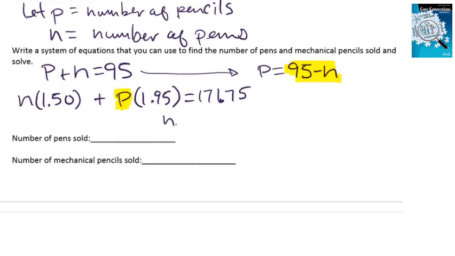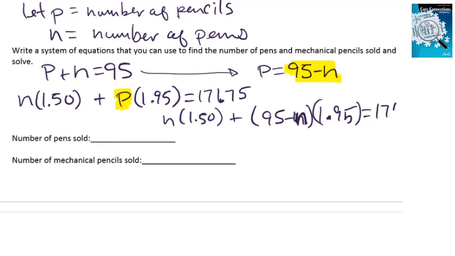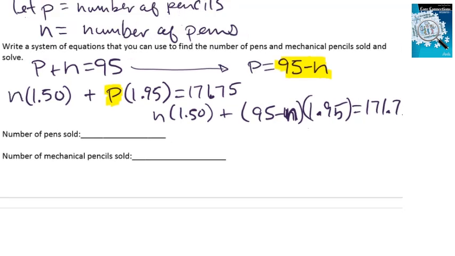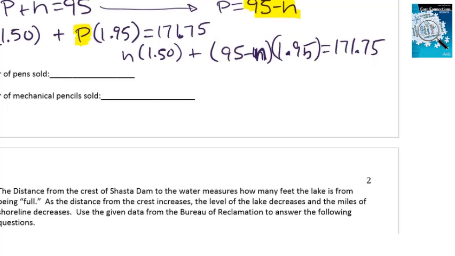It would be N times $1.50 plus P, which is 95 minus N. Be careful, not minus an N, times $1.95. And that equals $171.75. All right, so if I go ahead and distribute the $1.95 to both of these, I'm going to multiply by N and by the 95.